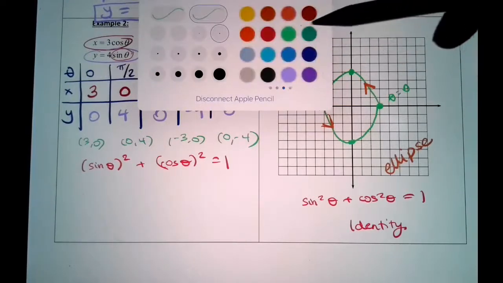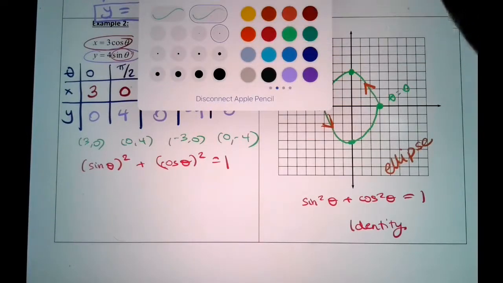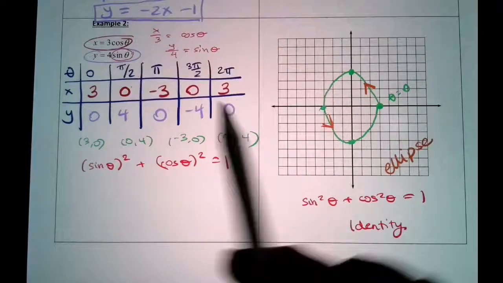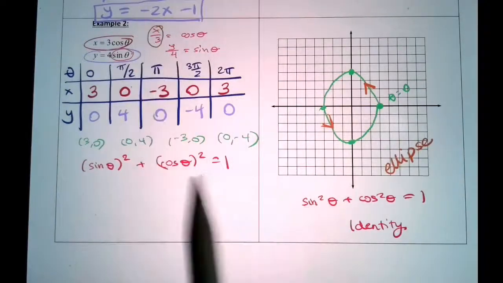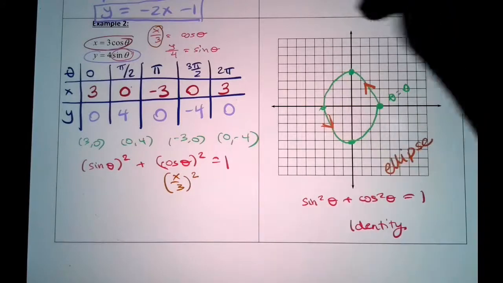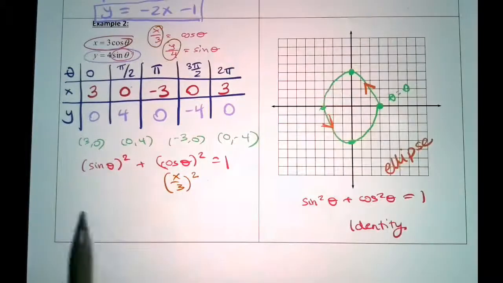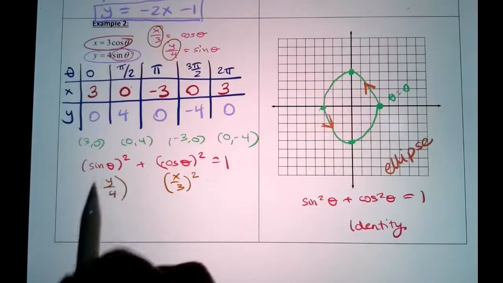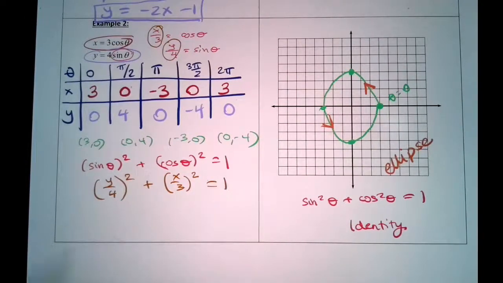So let me go to a color that might stand out a little bit better, orange. I'm going to put x over 3 in for cosine. I am going to put y over 4 in for sine. And really right there is my rectangular equation. You have successfully eliminated the parameter of theta, and you have an equation in front of you that is only in terms of the x and y variables. This to me is okay.